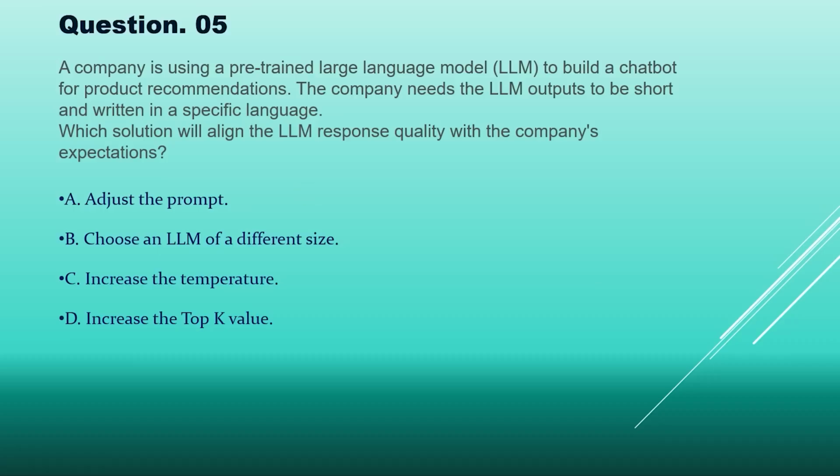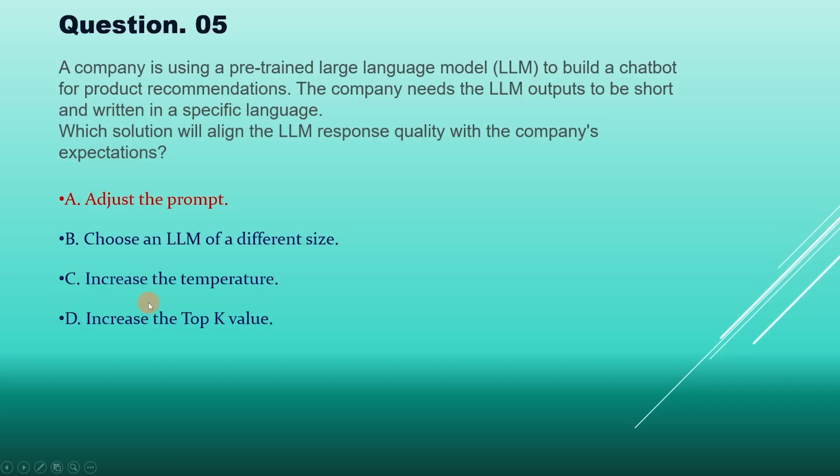So now I am going to reveal the answer. The correct answer here will be option A, adjust the prompt. It will be the correct answer because if we think about option B, the size of the LLM may not affect the size of the output. So it is eliminated.